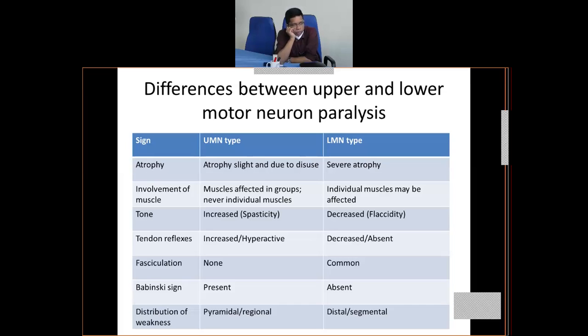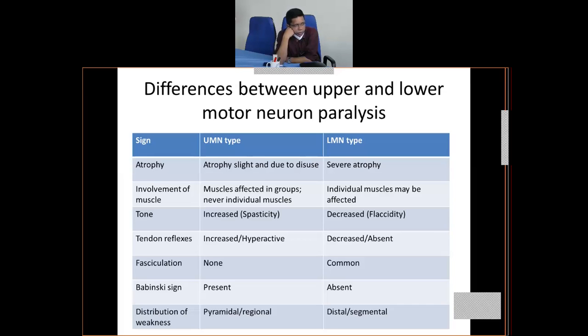Regarding involvement of the muscles, in upper motor neuron type lesions a group of muscles is involved together, never individual muscles. But in lower motor neuron type lesions, individual muscles may be affected. Suppose there is peripheral neuropathy and only one group of peripheral nerves is involved, then the muscles supplied by that peripheral nerve may be involved. That may cause localized involvement of muscles.